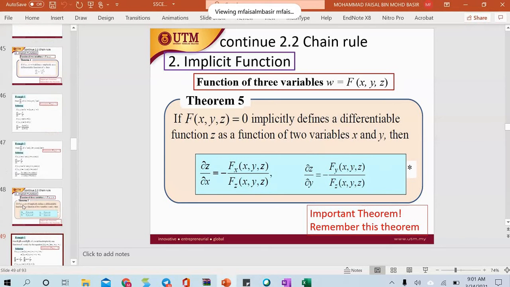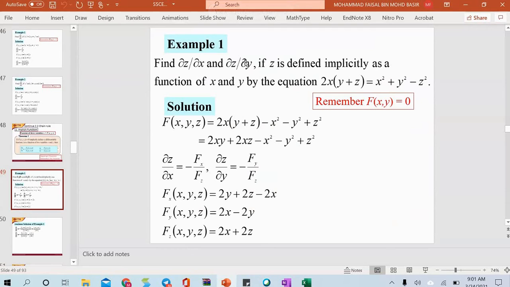So that's the same, you see here. Whatever the question, you have to make f(x,y,z) equal to 0, which means you bring everything on the right-hand side to the left-hand side, making the right-hand side 0. Then you differentiate according to the question. They ask you to find ∂z/∂x, which means negative fx over fz, and ∂z/∂y, which means negative fy over fz.